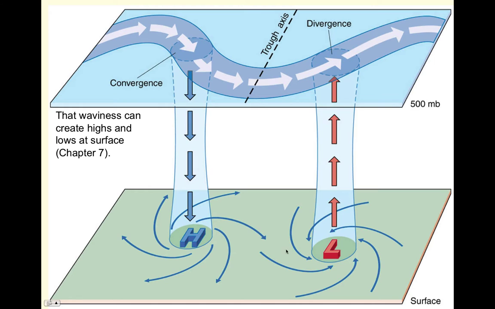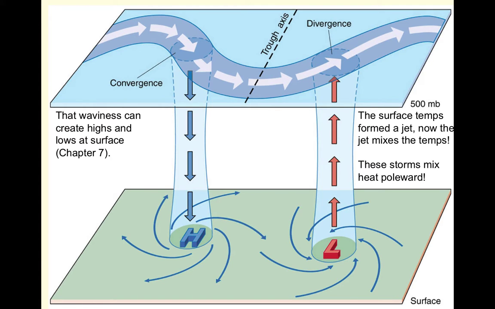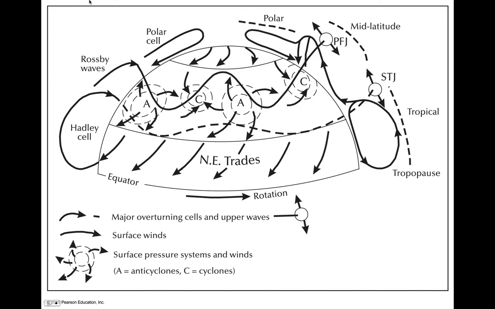And if you affect surface pressures, you can spin up storms like a cyclone, air flowing around and into a low pressure at the surface, or air flowing around and out of a high pressure at the surface. So the surface temps form a jet. Now the jet actually helps mix the temps by forming high and low surface pressure systems. They're quite efficient at mixing heat towards the poles and also mixing moisture towards the poles as well. So let's put all these concepts together to explain this rather complicated graph from your book.